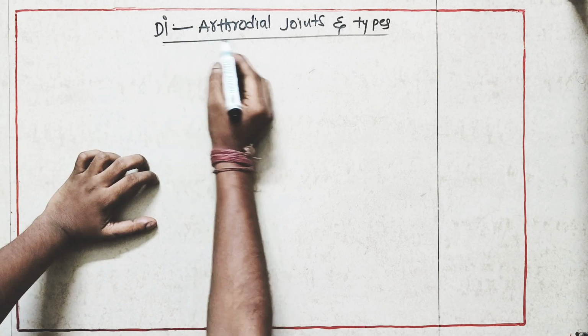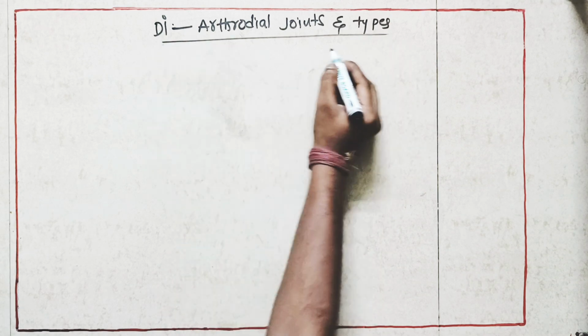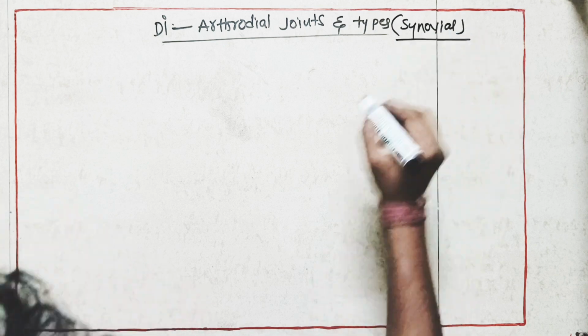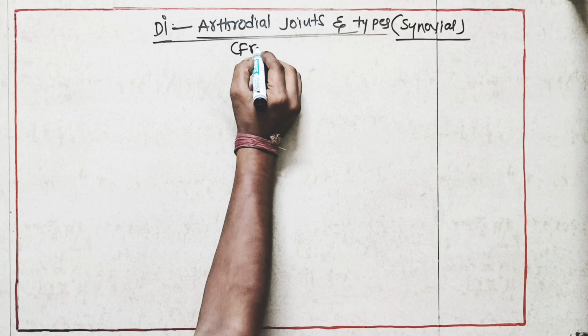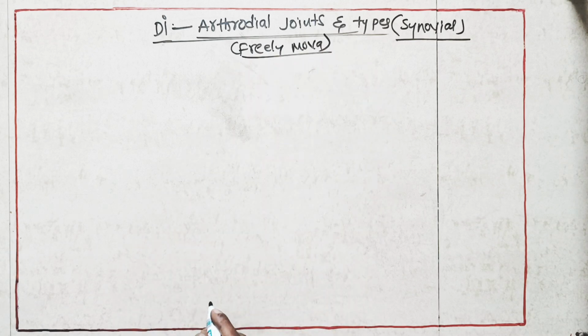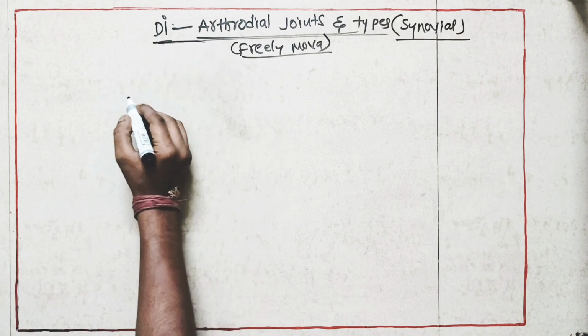Now we'll see diarthrodial joints and types. Diarthrodial joints are also called synovial joints. These are freely movable joints. There are different types of these diarthrodial joints.